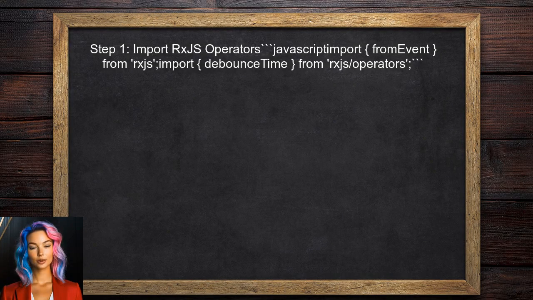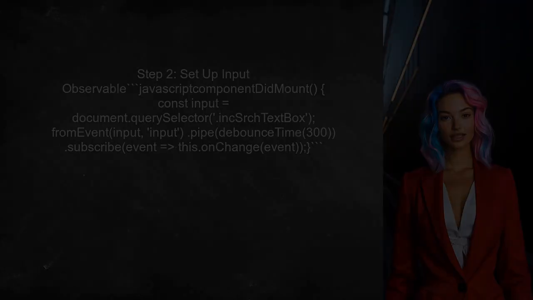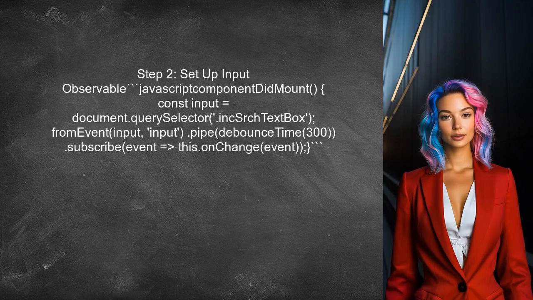To implement debounce using RxJS in the user's React component, the first step is to import the necessary operators from RxJS. The user should import fromEvent and debounceTime from the RxJS library. Next, the user should set up an observable for the input changes. This can be done in the component's lifecycle method, such as componentDidMount. The observable will listen for changes to the input field.